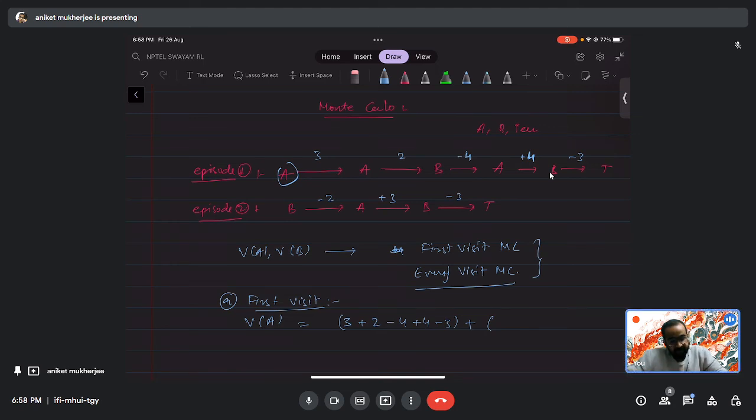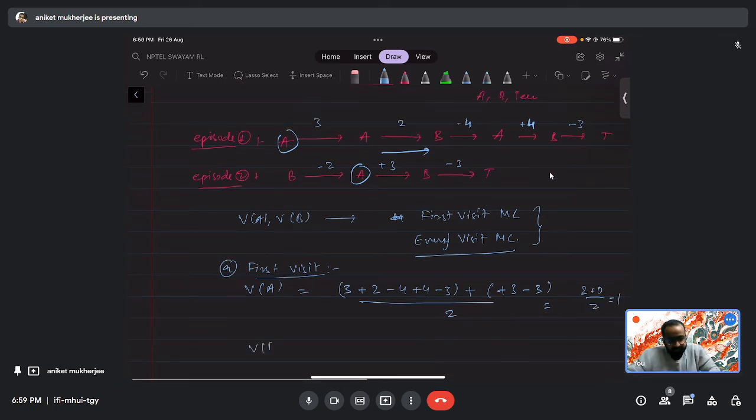Yeah. And in the second episode, this is when you hit A for the first time. So calculate the rewards from there, assuming that is the first hit. 2 plus 0. Yeah, 2 plus 0. Now average it over the 2 episodes. 2 plus 0 by 2. So 1.